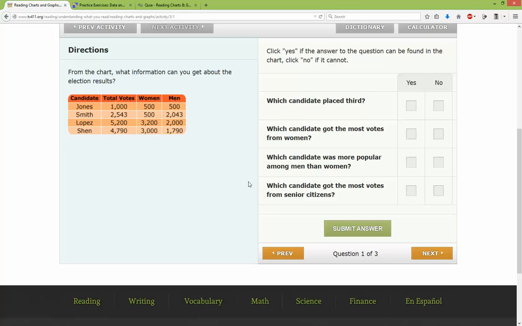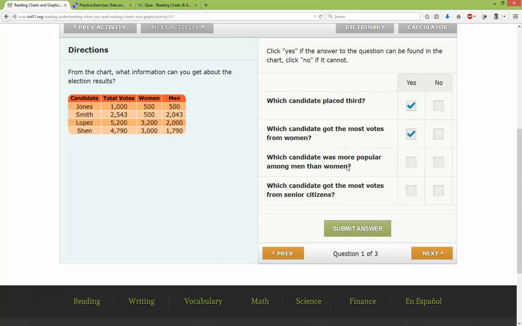Okay, so which candidate placed third? We're going to look at the total votes, and we're going to say Smith. Can the answer be found with the table? Yes, it can. Which candidate got the most votes from the women? Can we answer that with the table? Yeah, and that would be Lopez. Maybe George Lopez. I'm sure there's more than one George Lopez out there.